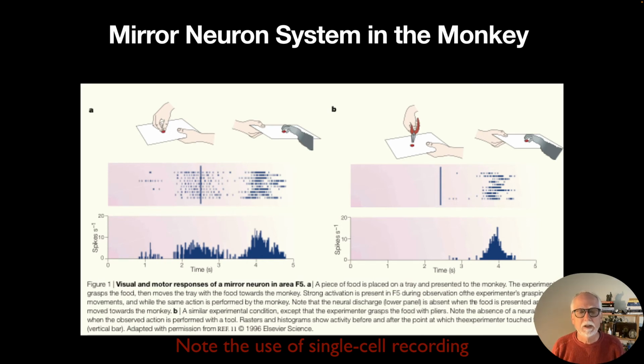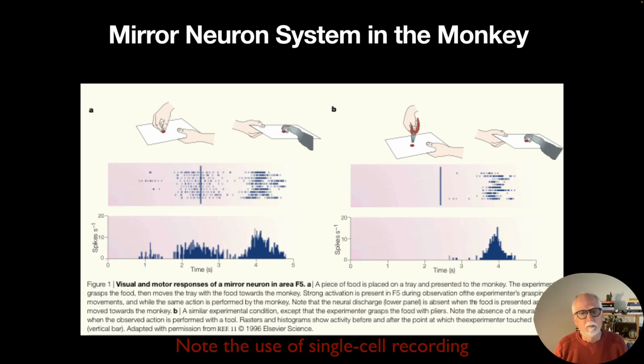Notice in the control condition, when the human used some sort of tool to grab onto the piece of food, it didn't cause the monkey to show that mirror neuron activity. So they didn't show that same activity in F5 as they did when the human would reach for the food. So it was that specific thing of grasping for food, that the monkey does as well, that would cause it to have that mirror neuron response.